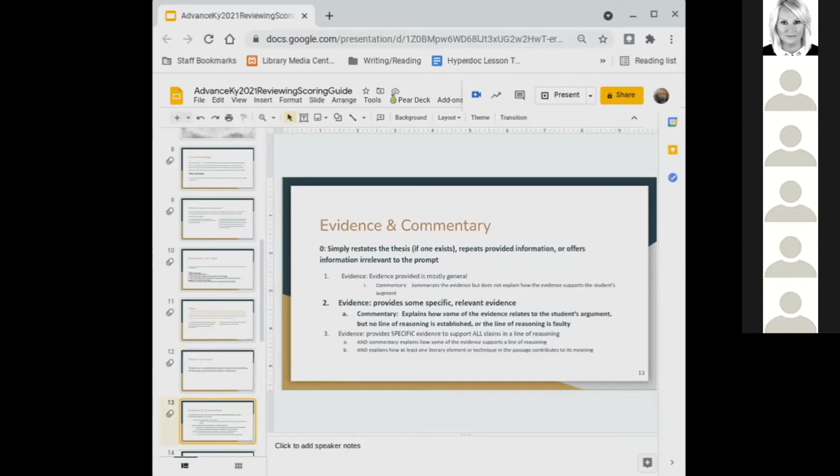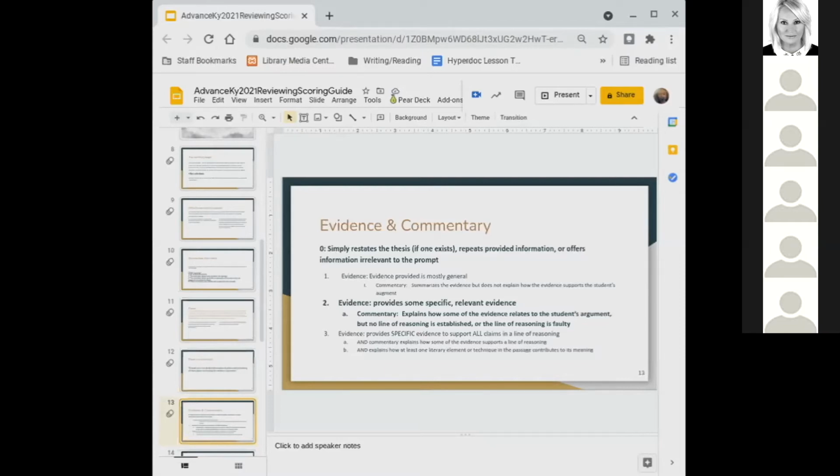And I want you to maybe note that, okay? A 2 is partial. A 3 is complete. And the commentary is going to explain how some of the evidence supports a line of reasoning. So a 3 gives evidence for every claim. It may not explain all the evidence equally well, okay? But if you made a claim that sound in the poem contributes to a certain effect, you gave proof for it, all right?